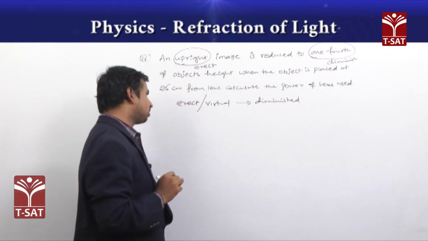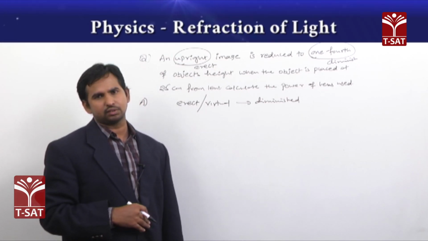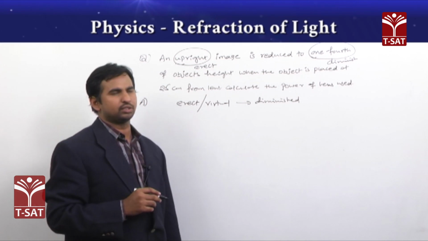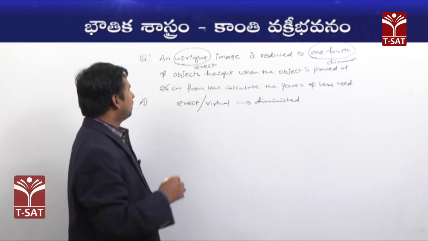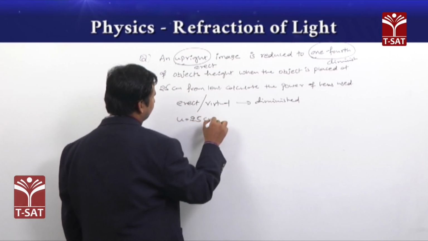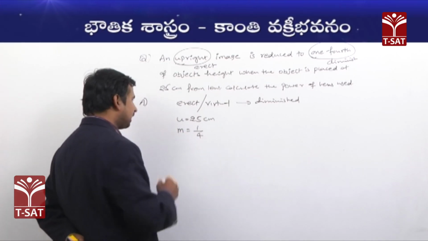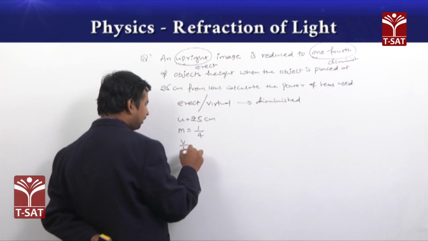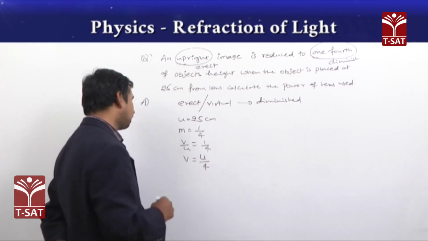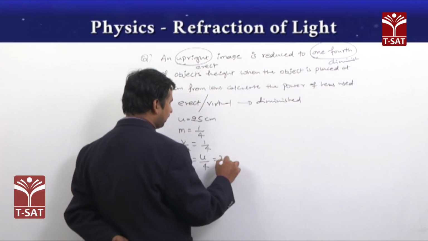Now with these characteristics, virtual, erect and diminished, it is formed by only one lens, that is a concave lens. The formed one is a concave lens, that is virtual, erect and diminished image. So now we are taking the object distance as 25 centimeters, and the magnification is given as 1/4. Then as m is equal to 1/4, and m is nothing but v by u, which is equal to 1/4, then v is equal to u/4. So v becomes u/4, which is equal to 25/4.